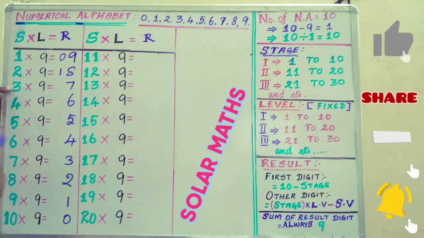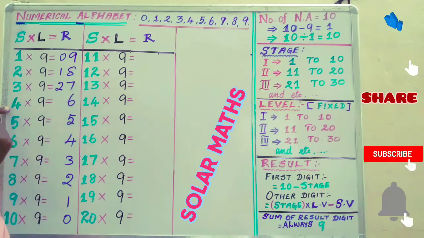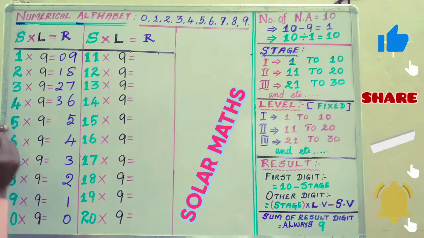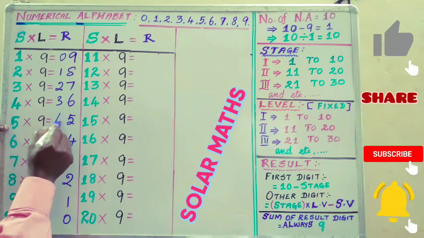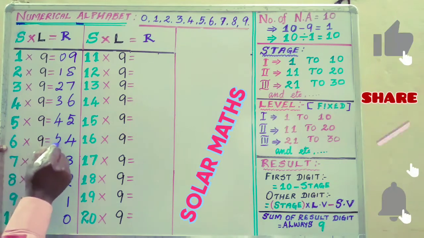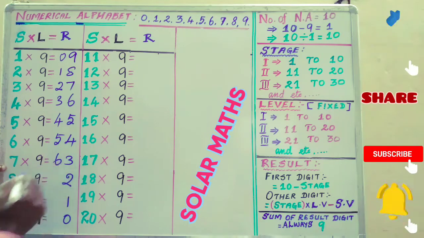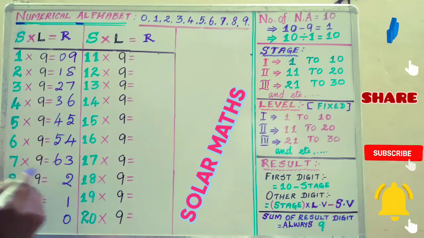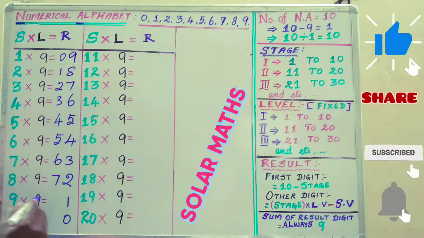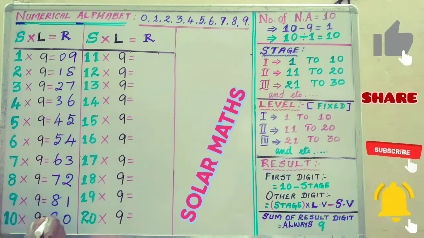Here 3 into 1 is 3, 3 minus 1 is 2. Here 4 into 1 is 4, 4 minus 1 is 3. Here 5 into 1 is 5, 5 minus 1 is 4. Here 6 into 1 is 6, 6 minus 1 is 5. Here 7 into 1 is 7, 7 minus 1 is 6. Here 8 into 1 is 8, 8 minus 1 is 7, 9 into 1 is 9, 9 minus 1 is 8, 10 into 1 is 10, 10 minus 1 is 9.